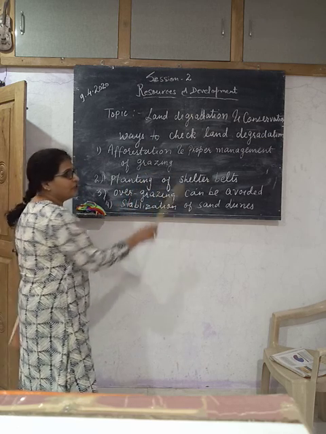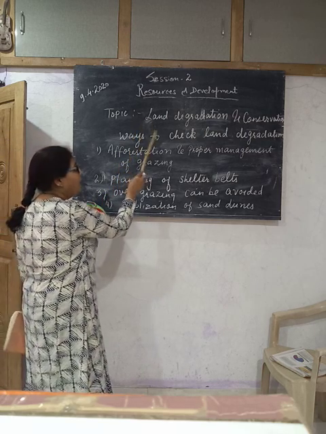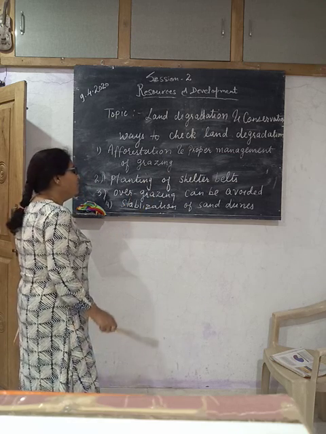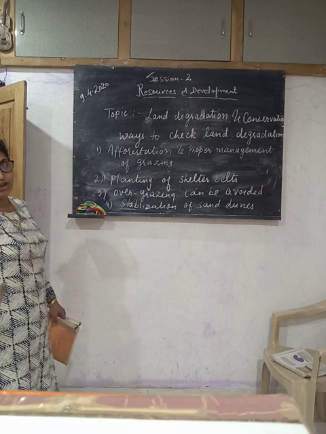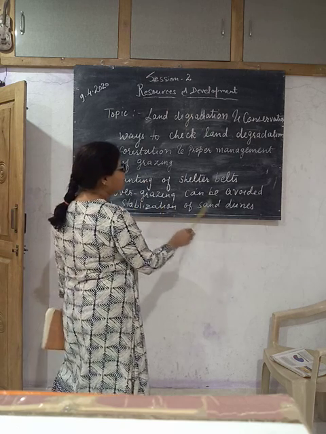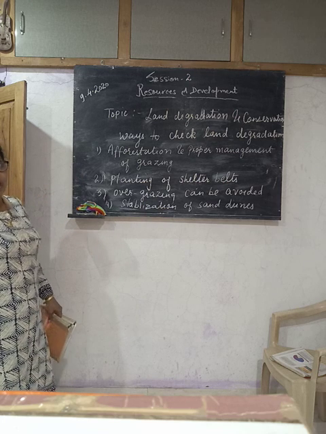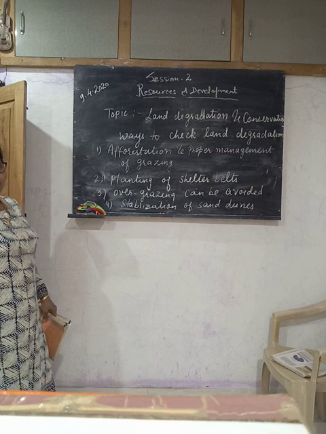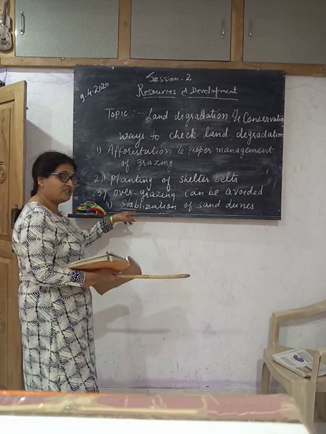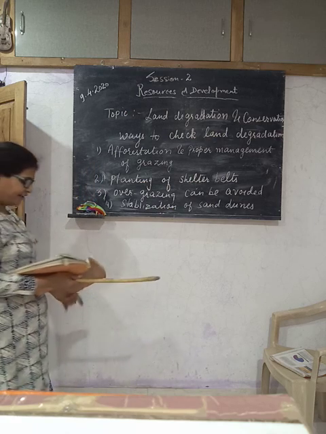Then planting of shelter belts. If shelter belts are planted, it will help to check land degradation. Then overgrazing can be avoided. Overgrazing should not be done again and again in order to check land degradation. Then stabilization of sand dunes. How can we stabilize sand dunes? By growing thorny bushes and shrubs in the desert areas, we can stabilize sand dunes and help to check land degradation.